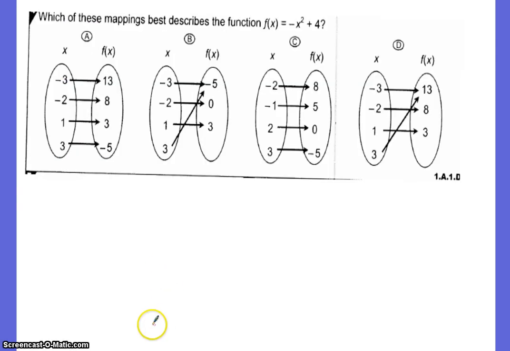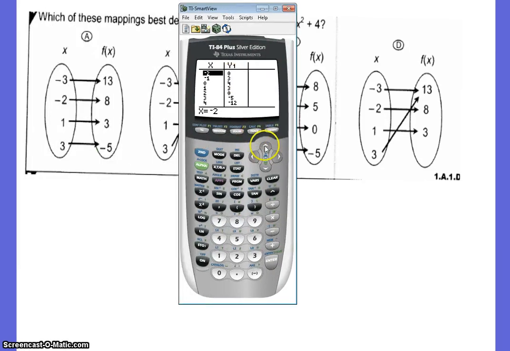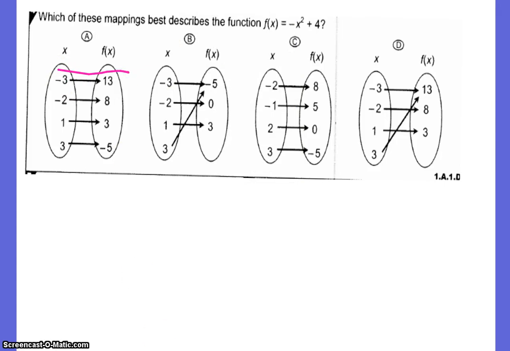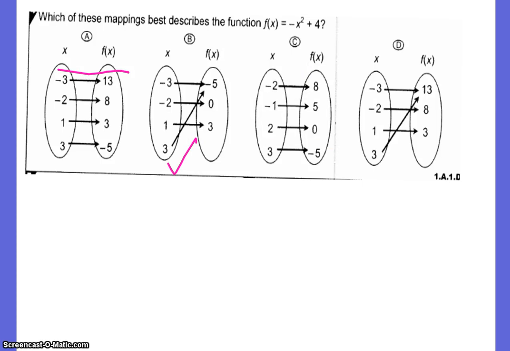Which of these mappings best describes the function negative x squared plus 4? You want to go to your calculator at y equal, clear it out, and you want to say negative x squared plus 4. Go to your table, and looking at the first one, that table starts at negative 3. Negative 3, 13 does not work. So negative 3, negative 5 is good. Negative 2, 0 is good. 1, 3 is good. And 3, negative 5. This works.